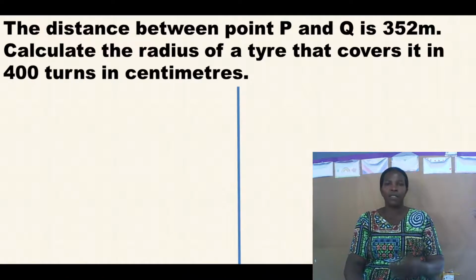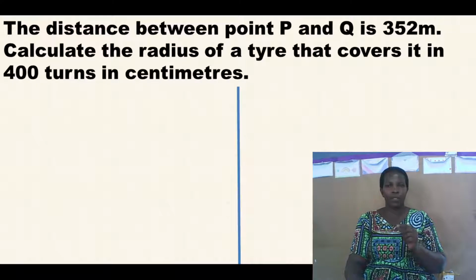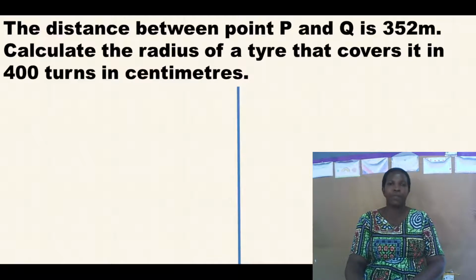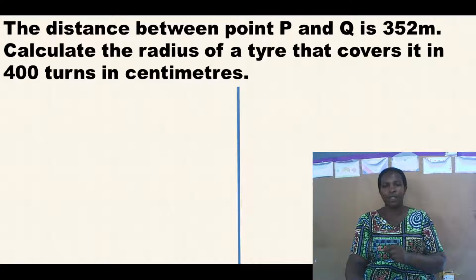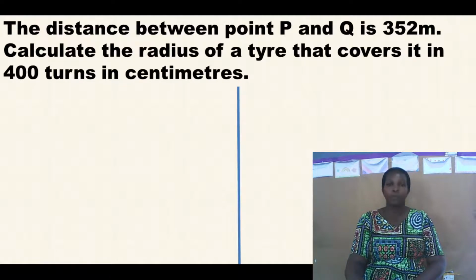The next number says the distance between point P and point Q is 352 meters. Calculate the radius of a tire that covers it in 400 turns, in centimeters. Now when you look at this question, it is a bit technical. We are given 2 points, point P and point Q. The distance in between is 352 meters.